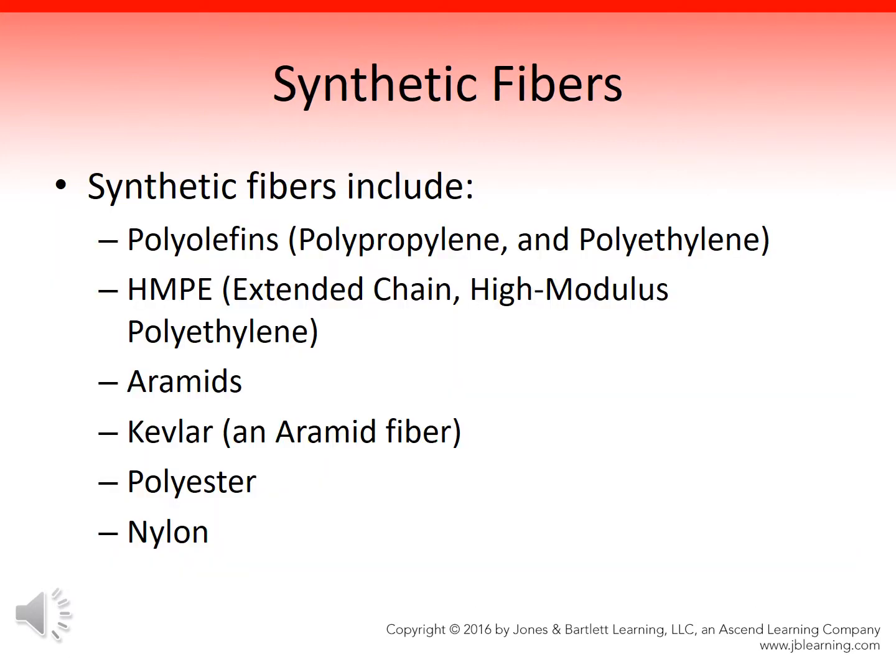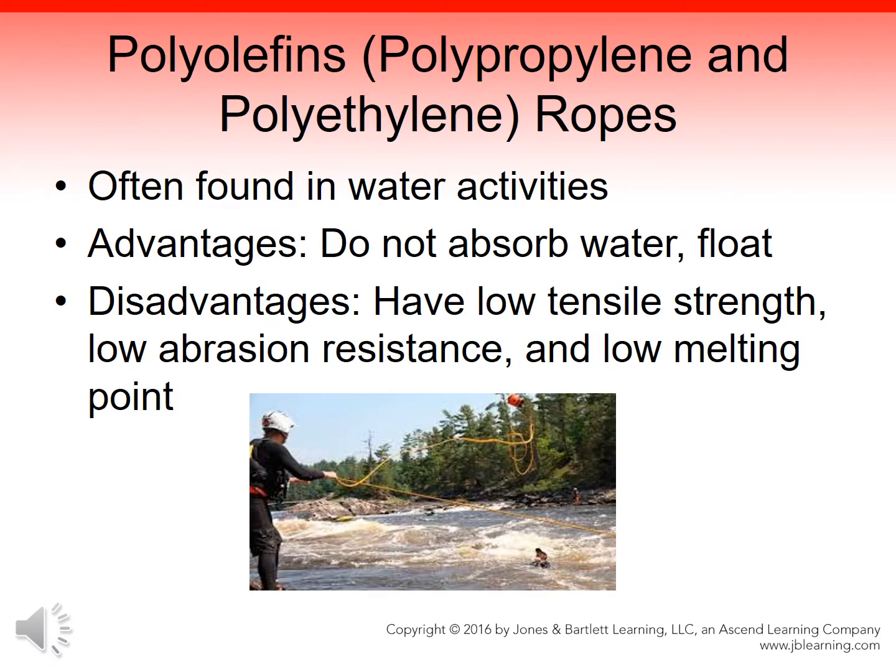Synthetic fibers include polyolefins, and that would include polypropylene and polyethylene. You have HMPE, or extended chain high-modulus polyethylene, aramids, Kevlar, which is an aramid fiber, polyester, and nylon. Polyolefins are often found in water activities. The advantage they provide is they don't absorb water, so they float. Some of the disadvantages: they have a very low tensile strength, very low abrasion resistance, and low melting point.